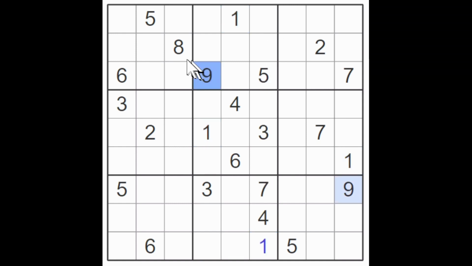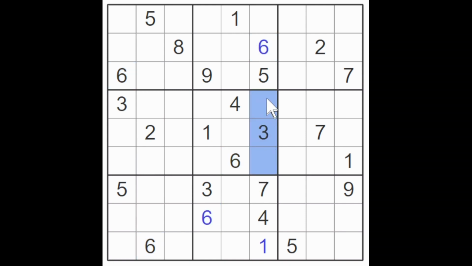There's an 8 and a 9 and a 2 blocking this cell. It's got to be a 6 therefore. This 6 and this 6 and this 6 block these cells, therefore this must be a 6. Let's see what else we can find quickly.